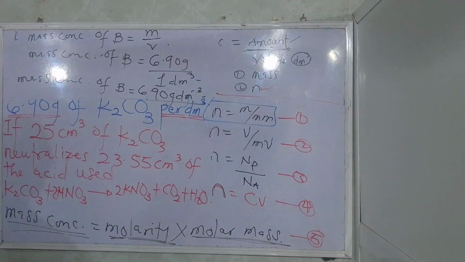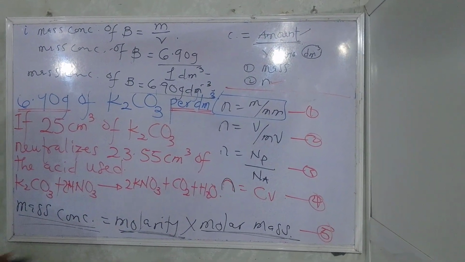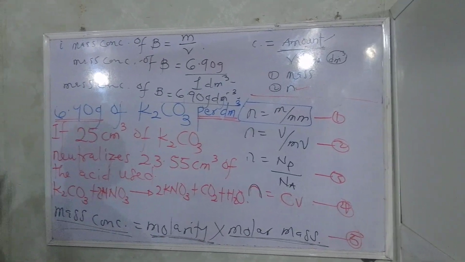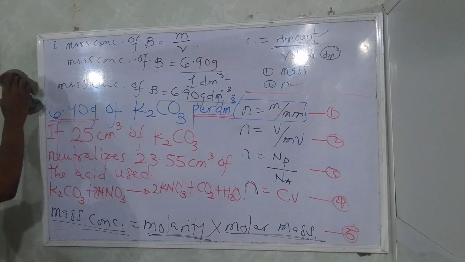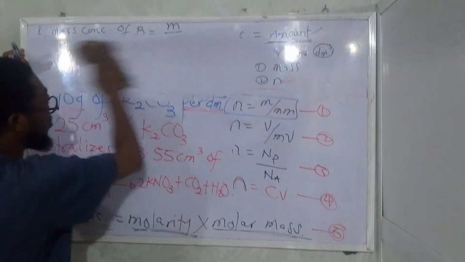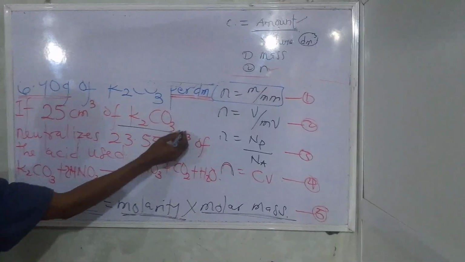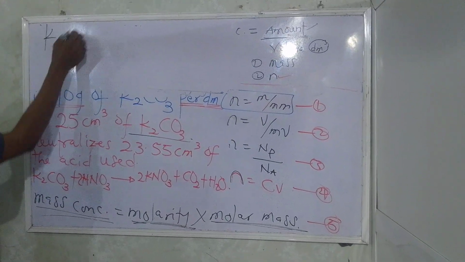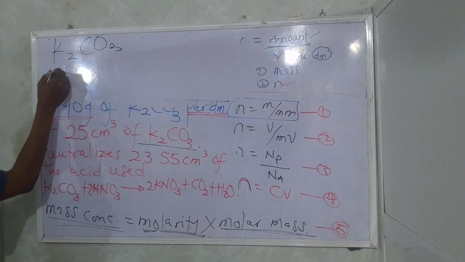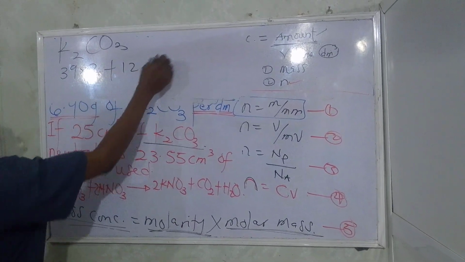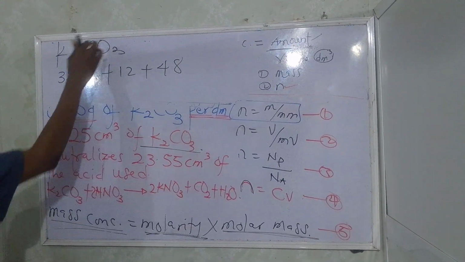So if you know the mass conc, what will you now do? Mass conc equals molarity times molar mass. Okay, so I'll rub this. You can rewind your video in order to get that again. So now I'm going to calculate the molar mass of B. B is K2CO3. K is 39 multiplied by 2 plus 12 plus 48, because this is 16 times 3.